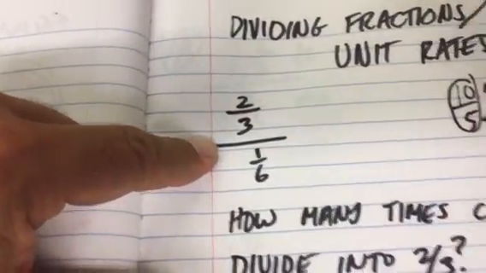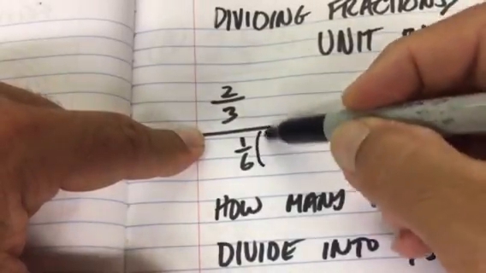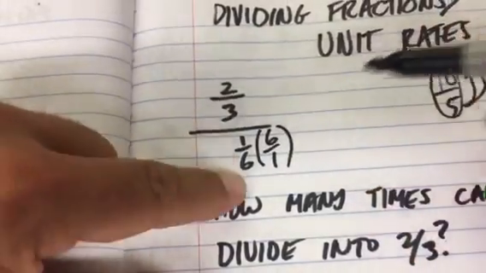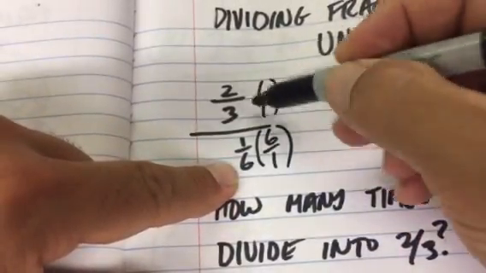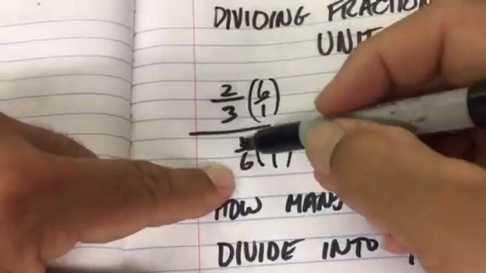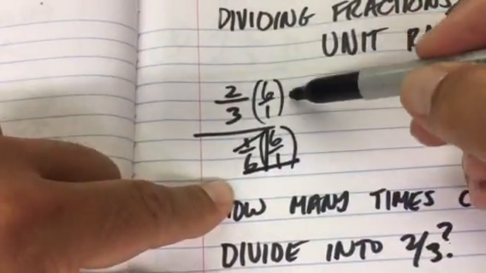2/3 divided by 1/6. We can multiply the bottom, the denominator, by 6/1. That's going to clear it up, make it a fancy 1. We can also do the same thing to the top by 6/1. So this goes out to 1, and now we have 2/3 times 6/1.